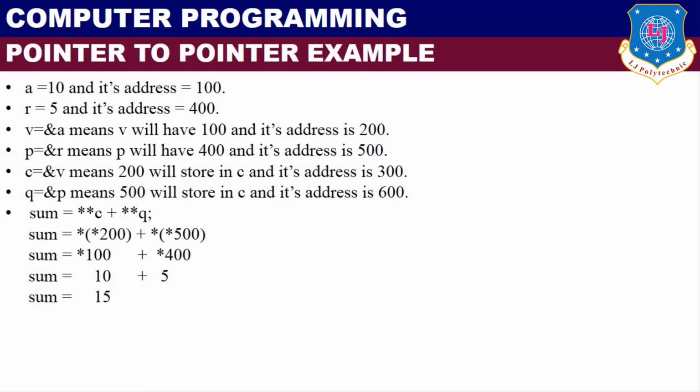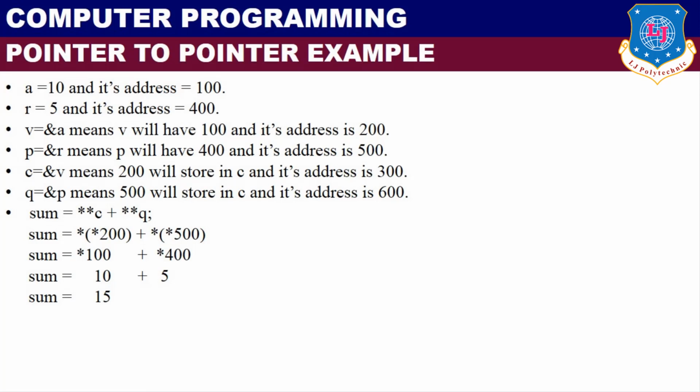In c, we wrote c equals address of b. So the address of b, that is 200, will be stored in c, and c has its own address 300. And in q, we write address of p. So 500 is stored in q and q has its own address 600.